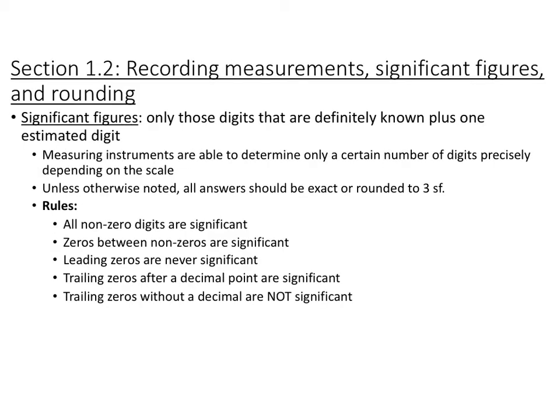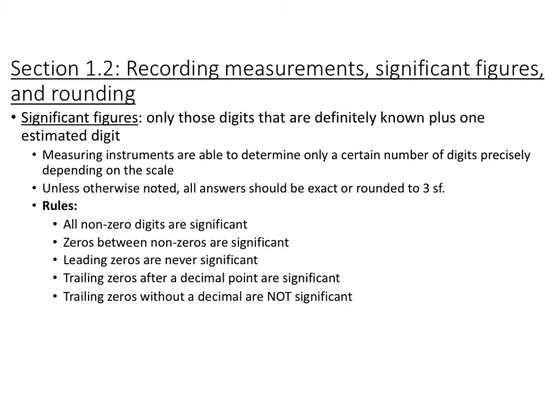Section 1.2 is recording measurements, significant figures, and rounding. So once you've actually taken your measurements, now we need to record them and write them down. And that will also play a part in the accuracy of your measurements by how you write them. So one way that we do that is by significant figures, which you guys talk about in your science classes. So only those digits that are definitely known plus one estimated digit.